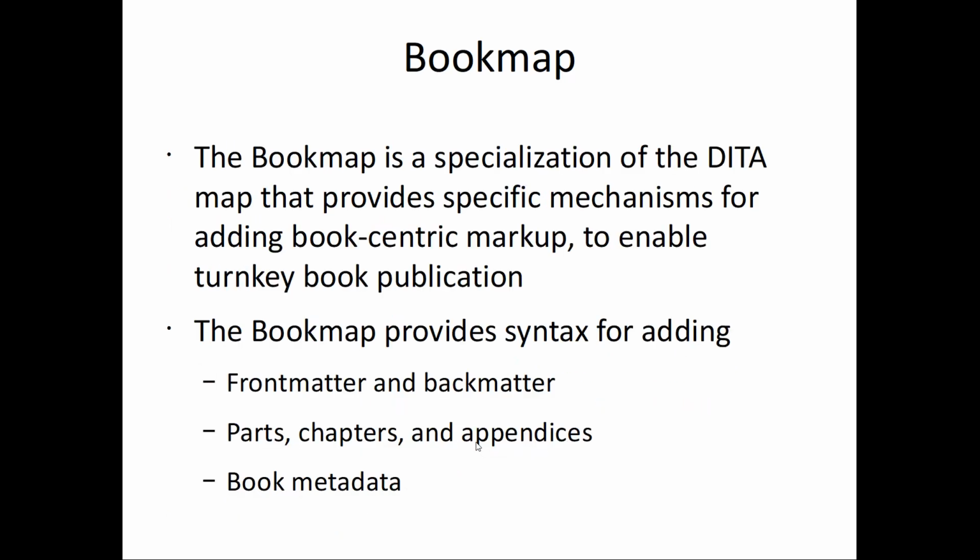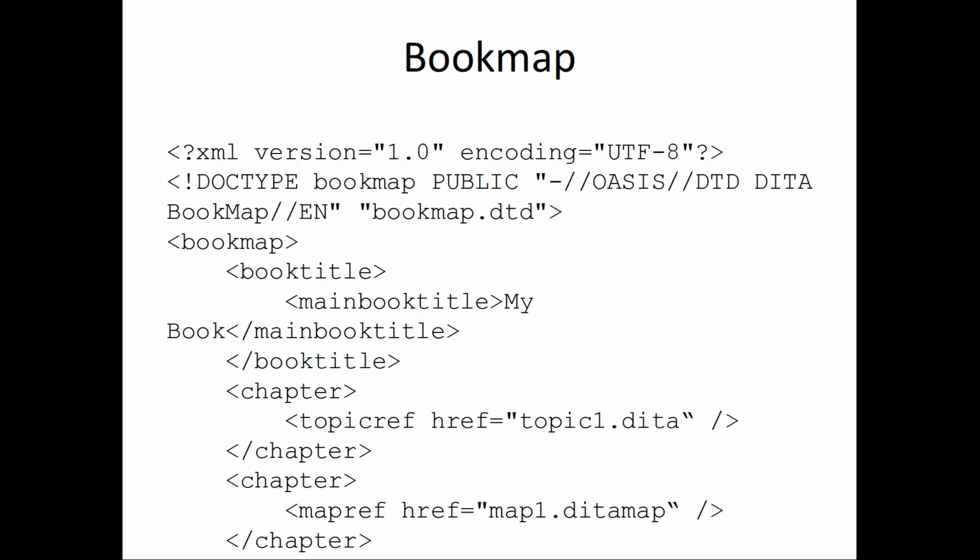A bookmap is a specialization of DITA map that provides specific mechanisms for adding book-centric markup to enable turnkey book publication. The bookmap provides syntax for adding front matter and back matter, parts, chapters, and appendices, and book metadata. So the bookmap, once again, is XML. It resolves to the bookmap DTD. It also can reference other topics or other maps.